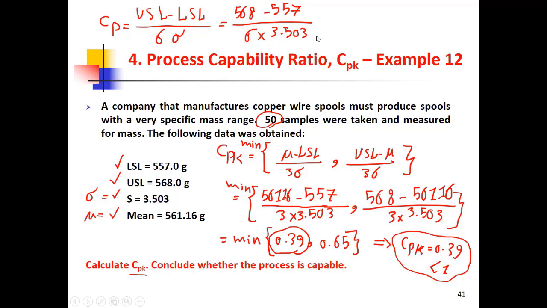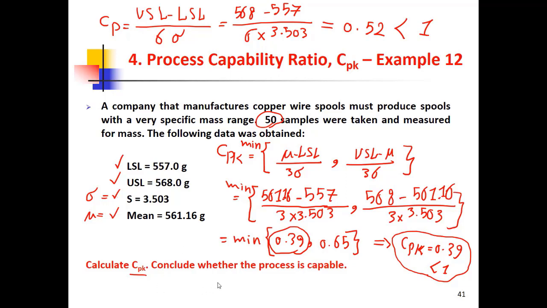So I haven't calculated that. Just let me calculate it right away. So I'm now calculating it. You can also calculate with me. 568 minus 557, divided by 6 times 3.503, that will give me 0.52, which is smaller than 1.